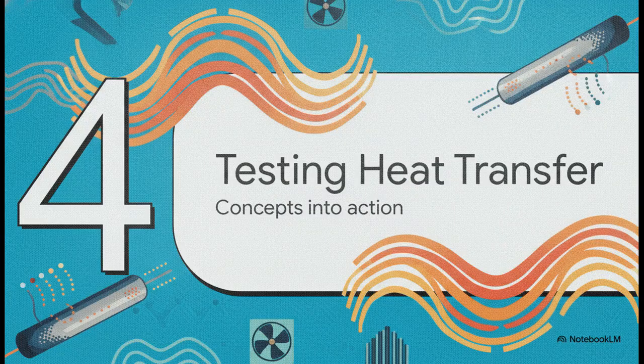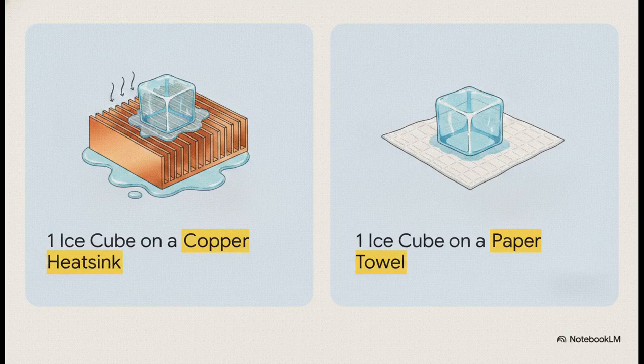All right, Section 4, testing heat transfer. Let's actually put this to the test with a quick mental experiment. Imagine placing one ice cube directly on a highly conductive copper heatsink and another ice cube on a regular paper towel. Which one do you think melts faster? Well, because copper is engineered for rapid heat transfer via conduction, it violently pulls the ambient heat into the ice cube, melting it incredibly fast compared to the insulating paper towel.